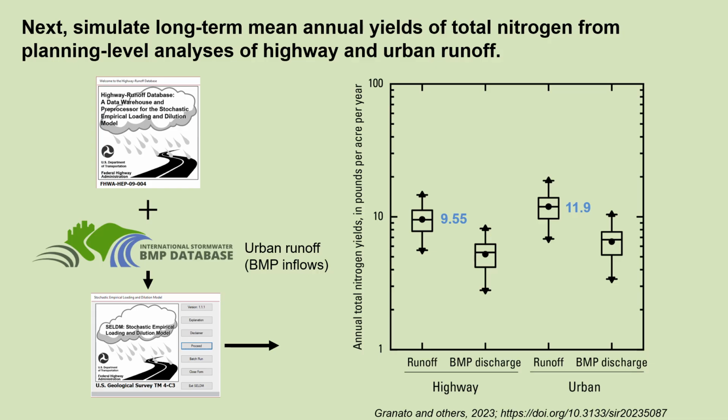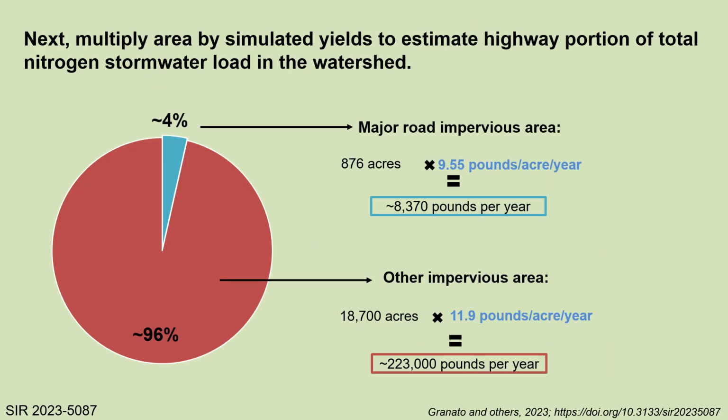So for the case of highway, that's about 9.5 pounds per acre per year of nitrogen, and then for urban impervious area, that's 11.9 pounds per acre per year. So now we have these yields that can be applied to areas in the watershed.